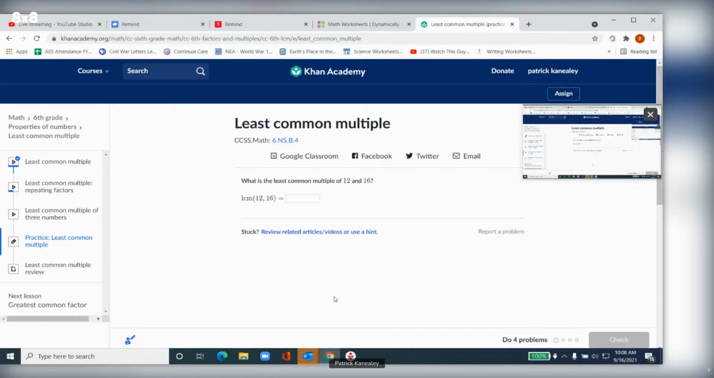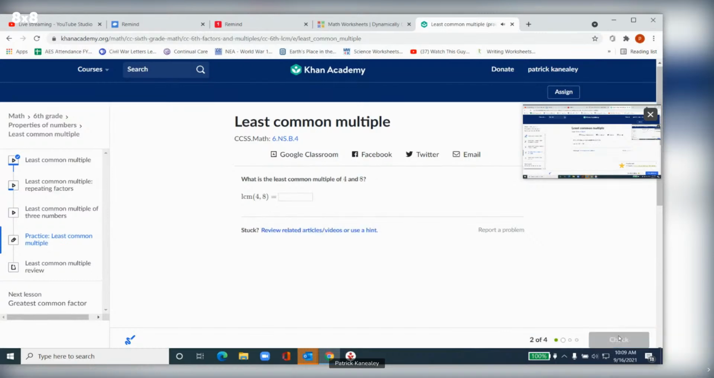So if we're doing it that long way that he showed us, we're going to know that both these denominators, if they're denominators at the bottom of the fraction, the least common multiple is going to be 48. So that would be our new denominator. I'm going to just double check it here. Okay, correct. Let's see what the next question is.